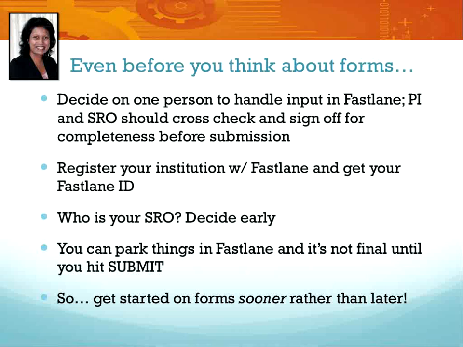Very early in the process, do this tomorrow. Register your institution with Fastlane and get your Fastlane ID. Definitely not something you want to be doing in October. Figure out, if you don't already know, who your sponsored research office is and who has the authority to actually submit a proposal. A PI does not submit the proposal. The fiscal agent, which is the college, and the sponsored research office is the entity that will submit the proposal.